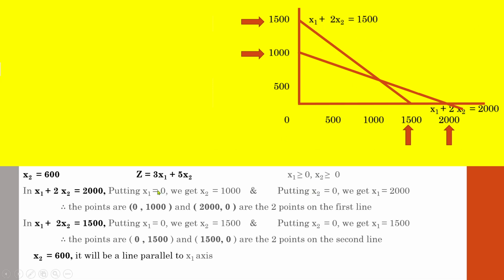Next one, x2 equal to 600. So that means you need to draw just a line on the y-axis. x2 represents the y-axis. So you need to find out the point 600. The point will be in between 500 and 1000. Draw a line that will be parallel to the x-axis. So the line will be a line parallel to the x-axis and the name of the line is x2 equal to 600. And next, x1 equal to 0, x2 equal to 0, we already did that. That represents the x-axis and y-axis.